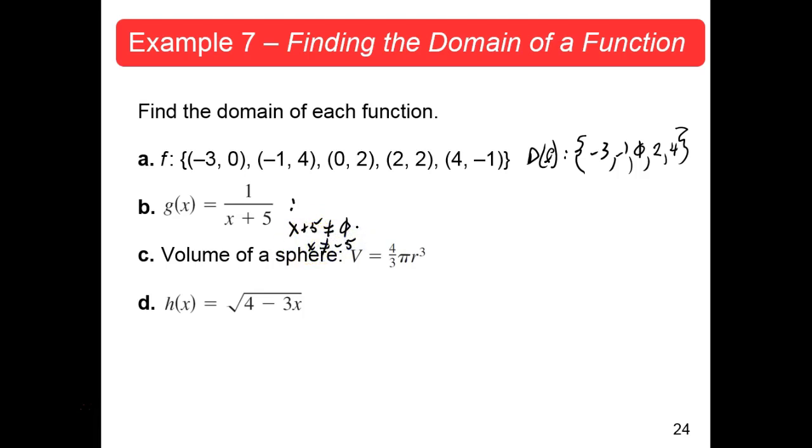Okay, so what's the domain of the function? A couple ways you could express it. Okay, you could write it out there. All real numbers except -5. A little bit shorter way of doing that would be in set notation. Set of all real numbers x such that x is not equal to -5. That says the same thing without having to write all those words.